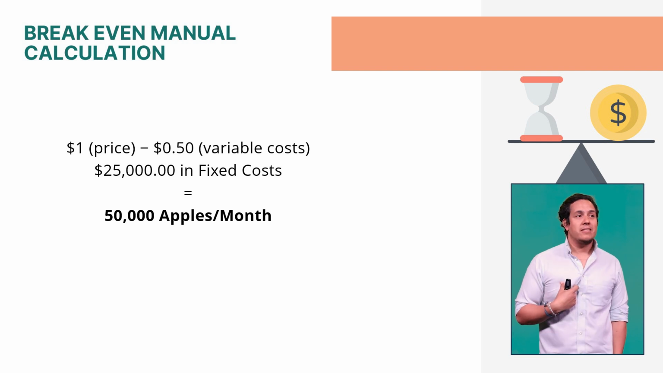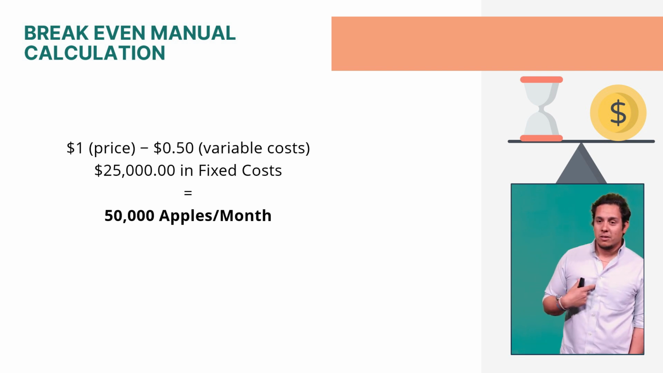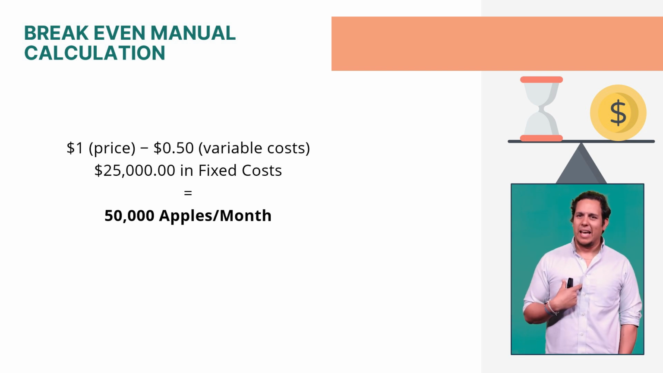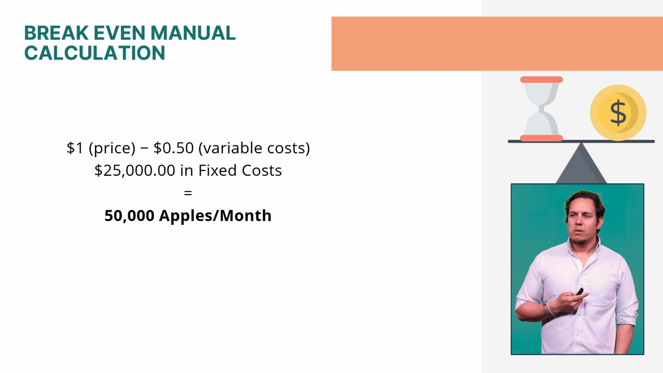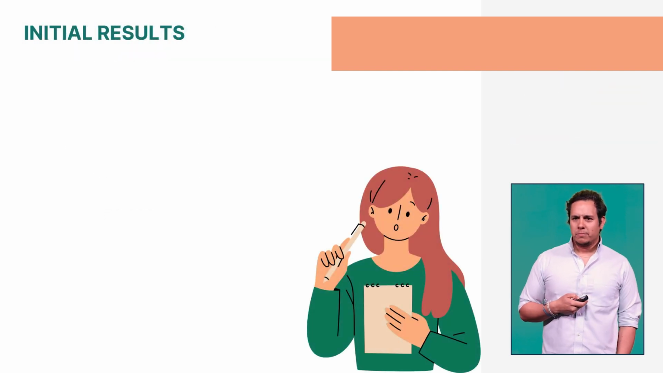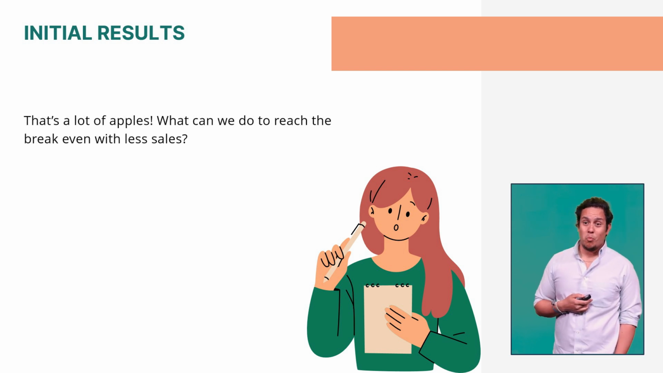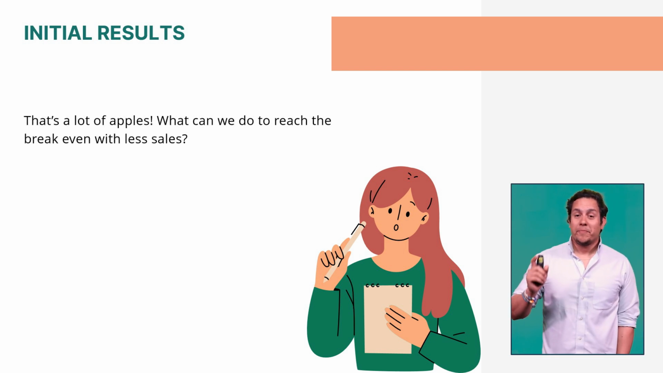It doesn't say that I'm earning any profit yet. I'm not losing money either. That's a heck of a lot of apples, though. All right. So, that's a lot of apples. What can we do to break even?